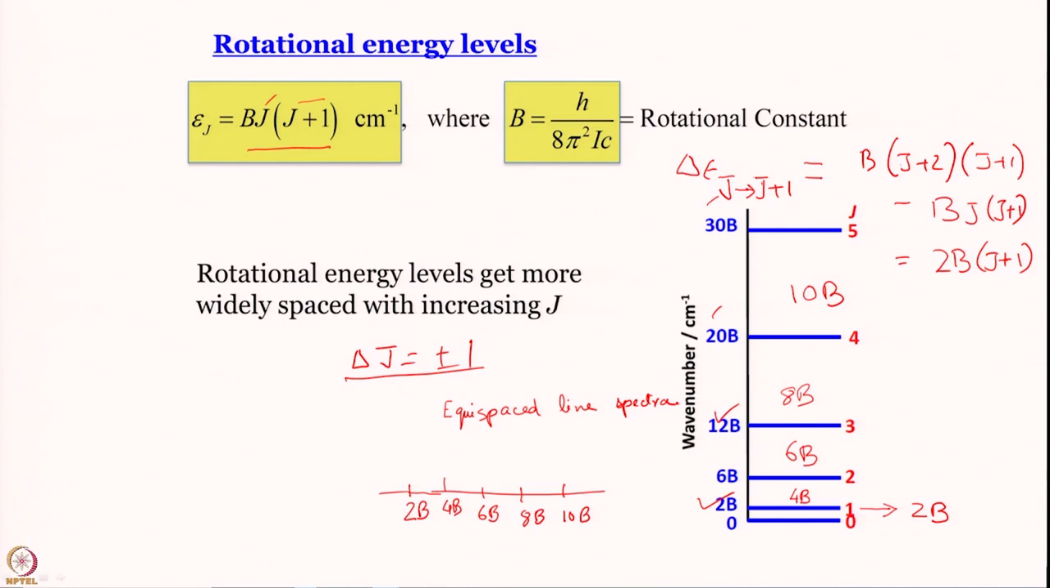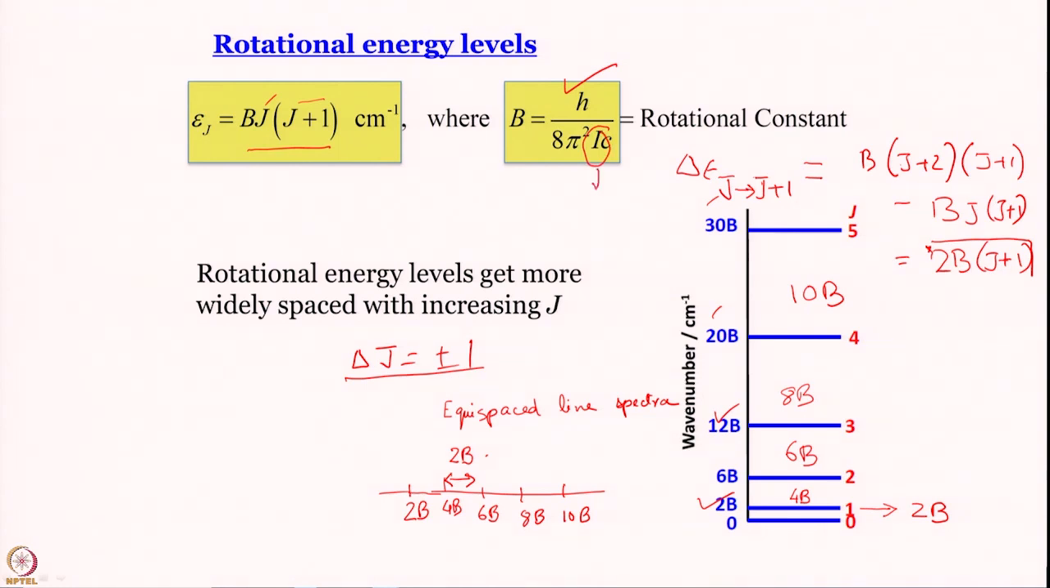How is it useful? It is useful because that difference in energy is 2B into J plus 1. No, sorry, difference in energy is not 2B into J plus 1, difference in energy is 2B, difference in energy of lines is essentially 2B. So, once you record a spectrum from the spacing, you can work out B, and if you work out B, then you can work out this, this is B, so h is known, pi is known, c is known. So, knowing B, you can work out I.